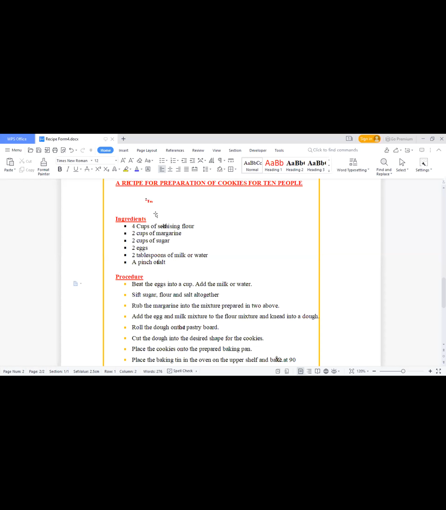So below is an example of a recipe for preparation of cookies for 10 people. Can one person read it?